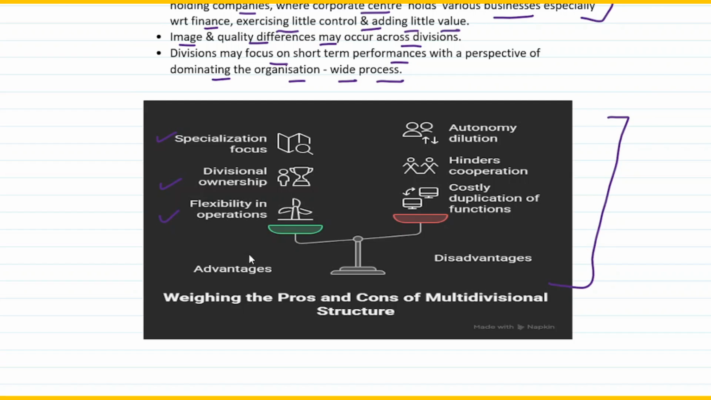And what are the disadvantages? There may be autonomy dilution. As I said, joint ventures and partnerships can be diluted, and it hinders cooperation. Because you belong to different divisions, there may not be a lot of cooperation among you, and there is costly duplication of function. The same function will be performed in different divisions, and that can be a costly affair. So you have to consider all these pros and cons of the multi-divisional structure, right?